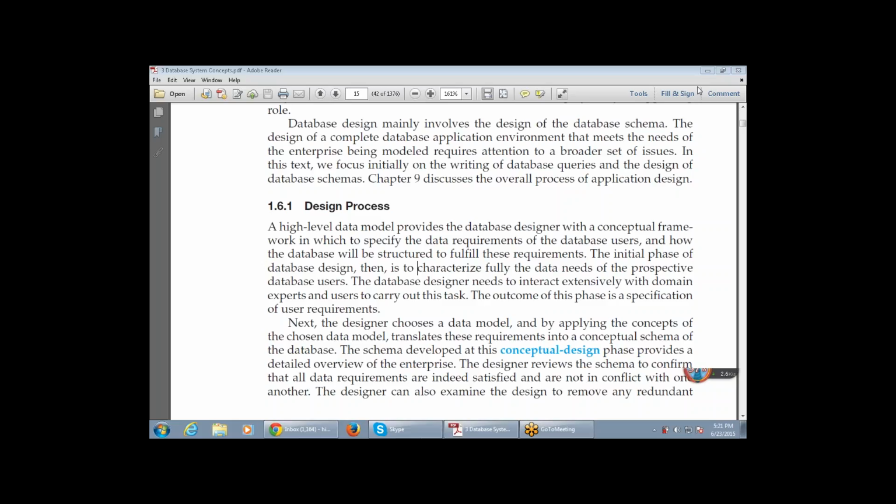So there is a design process, that is, how to design the database. What is the process that is followed to design the database?